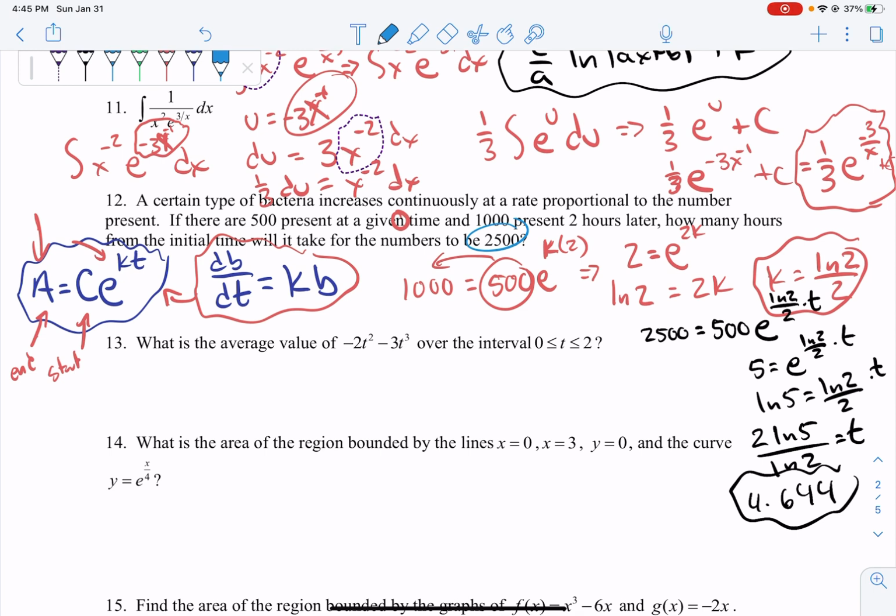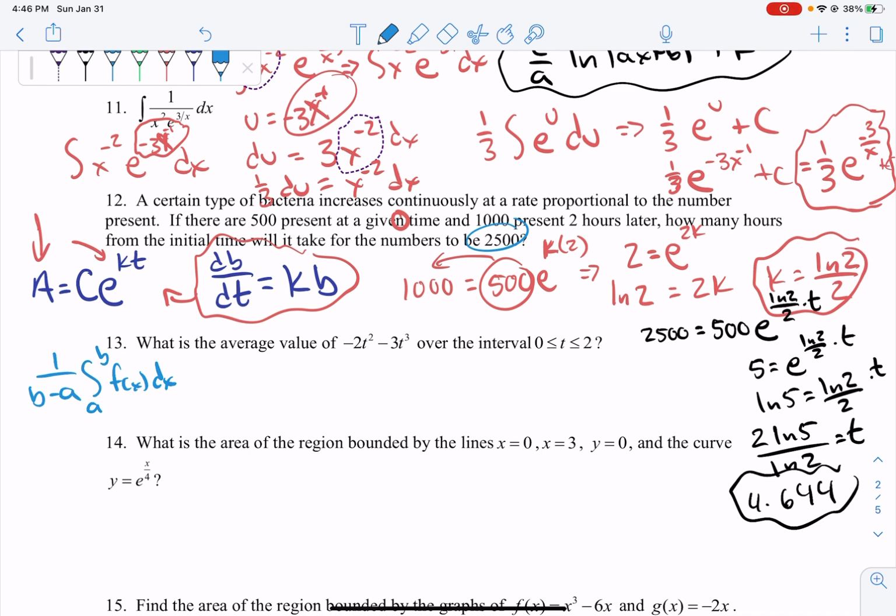What's the average value of negative 2t squared minus 3t cubed over the interval from 0 to 2? This one does require you to have memorized another formula. Let me give us a little bit of room here. It's up on the wall on a poster. But remember, the average value formula is definitely one that you want to have memorized before you take this test. It's 1 over b minus a times the integral from a to b of f of x dx. Remember, that was our average value formula, one that we told you you're going to need to memorize.